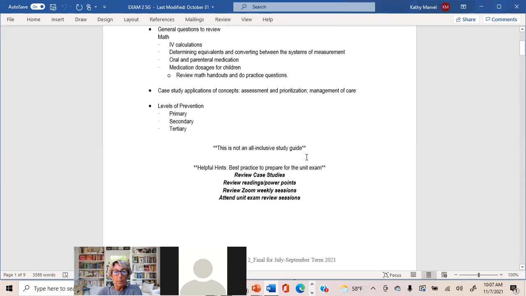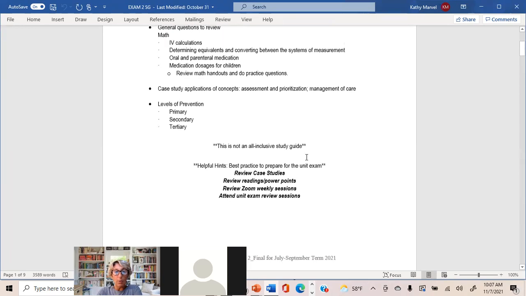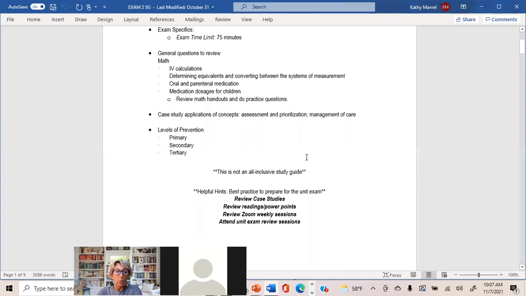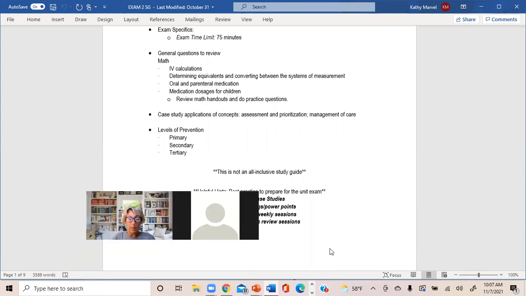Case studies. You have case studies that go with each chapter. I'm not sure if your instructors are sharing those with you every week, but there are case studies that go with every chapter. With my group, I try and review them after we review the PowerPoint and the book for the lesson. Obviously, levels of prevention, primary, secondary, tertiary, are critical to understanding the concepts of community health.